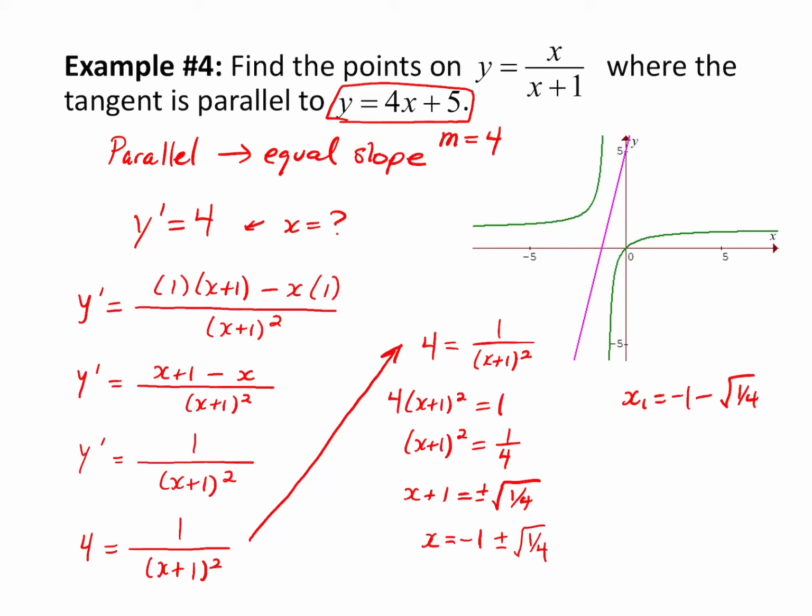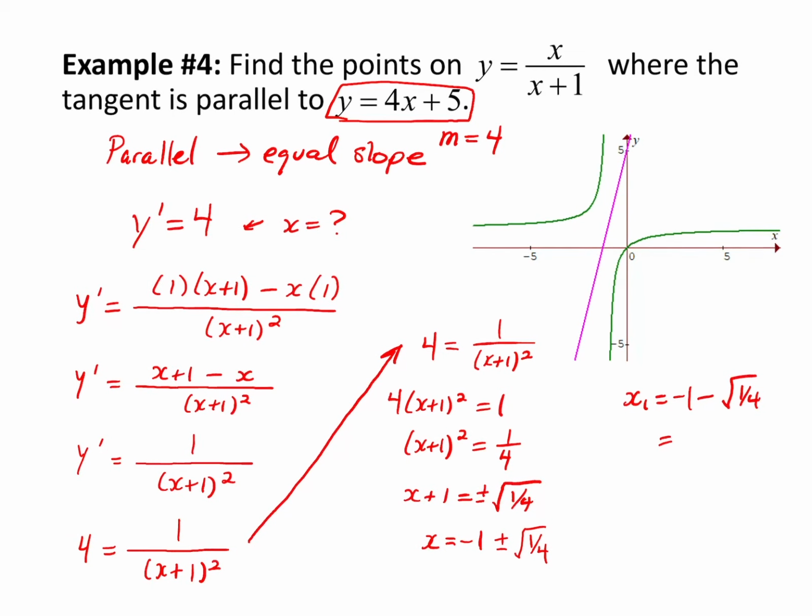Those 2 points would be x equals negative 1 minus the square root of 1 over 4. So the square root of 1 over 4 is 1/2. So we'd have negative 1 minus 1/2, so negative 1.5. So that would be our first one. And then the second one would be where we add the square root of 1 over 4. And that means we'd have negative 1 plus 1/2, so negative 0.5.